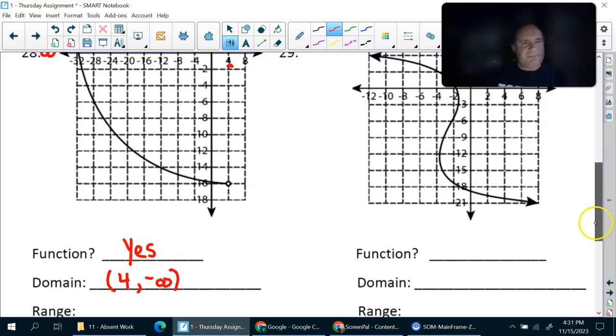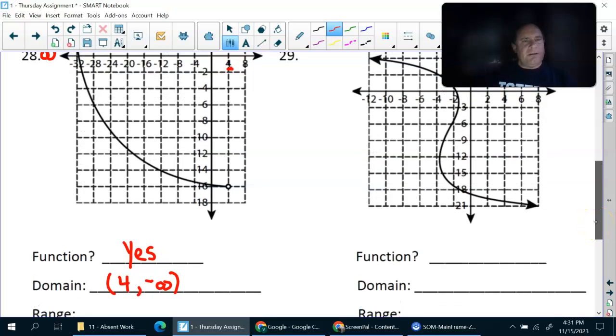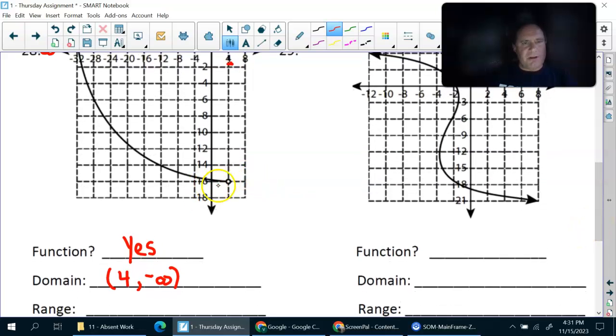The range, you're going to go to the lowest part of the graph and you get -16. It's an open circle, so we put parentheses, and then we're going to go to infinity right here. All right, and we are going to erase that because that was a mistake. So I started here for the y. That's the lowest part of the graph. So that's -16.